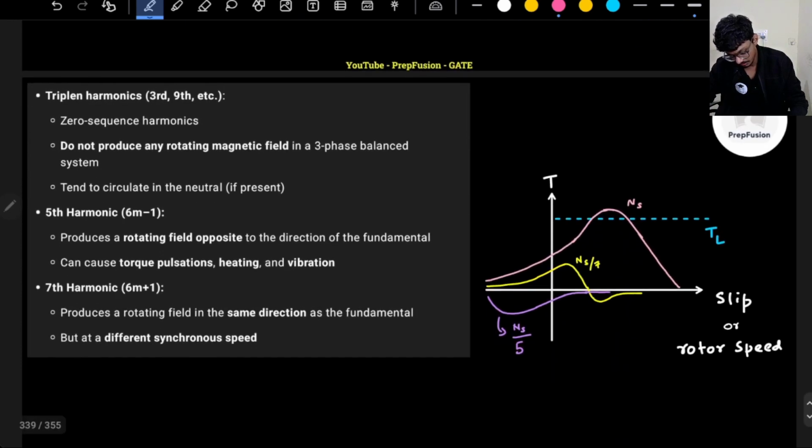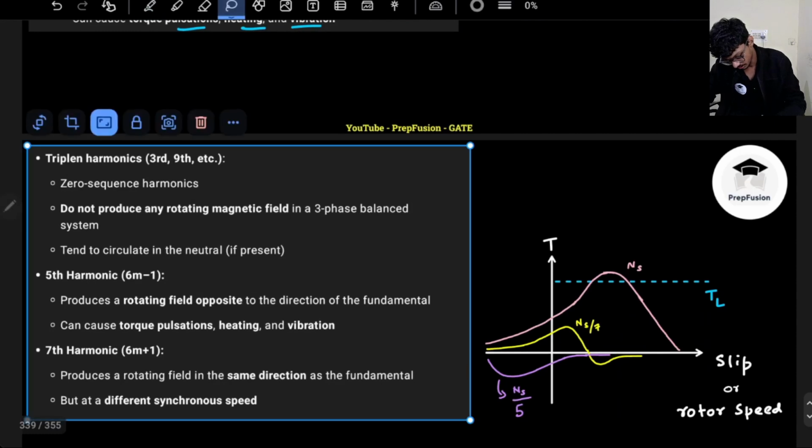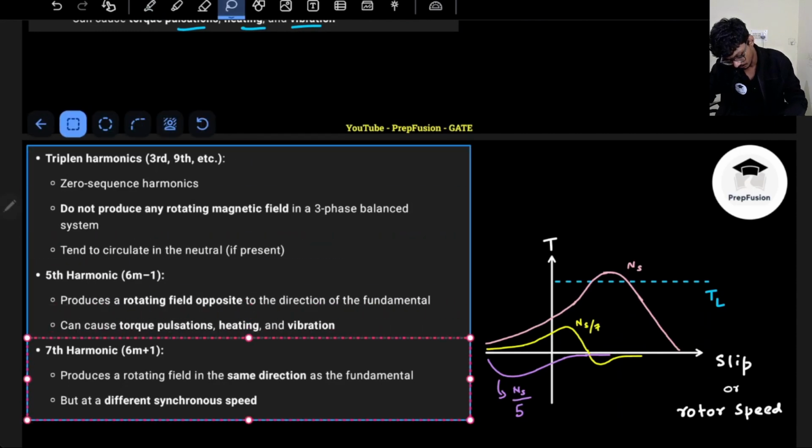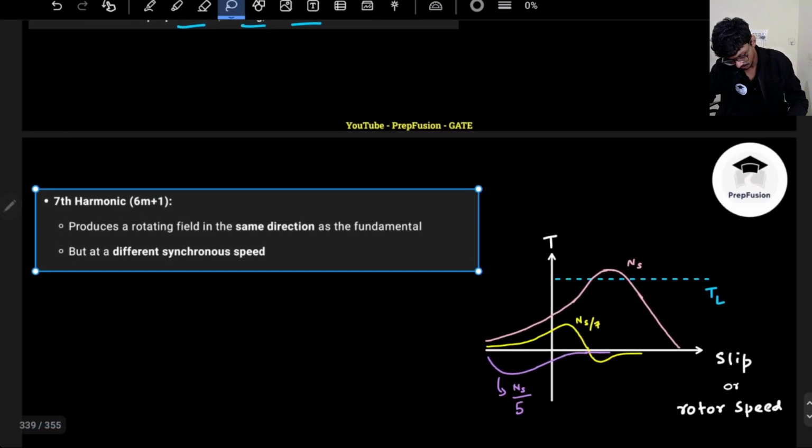Okay, now the triple harmonic we have already discussed, the fifth harmonic we have already discussed, so only the seventh harmonic is left. So the seventh harmonic is there, so we can actually keep it in the one. Okay, let me keep it here only.